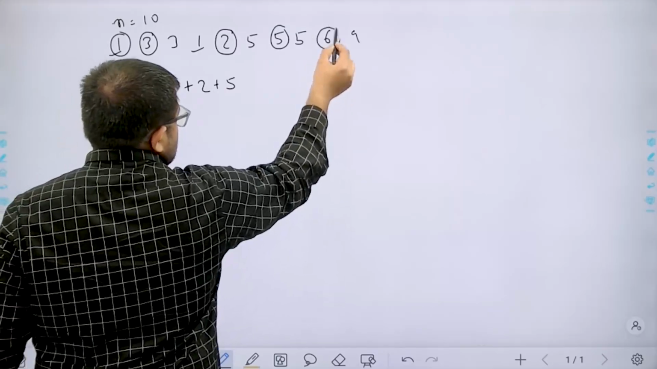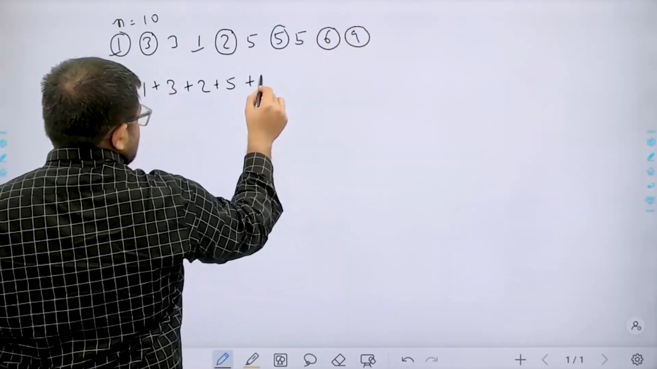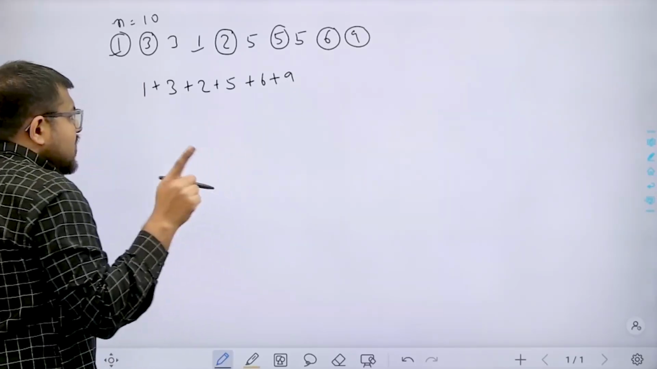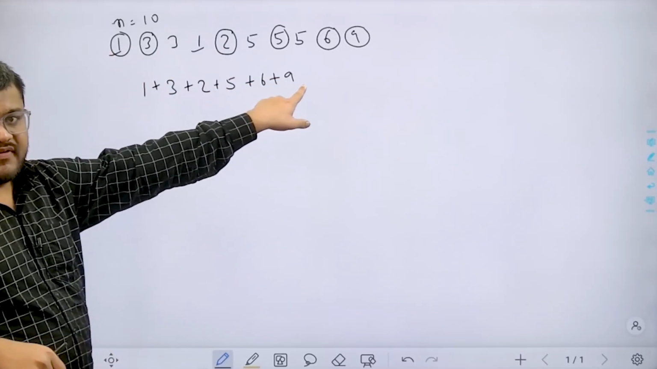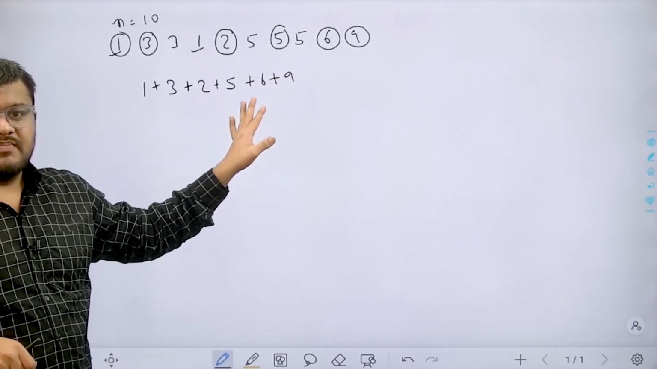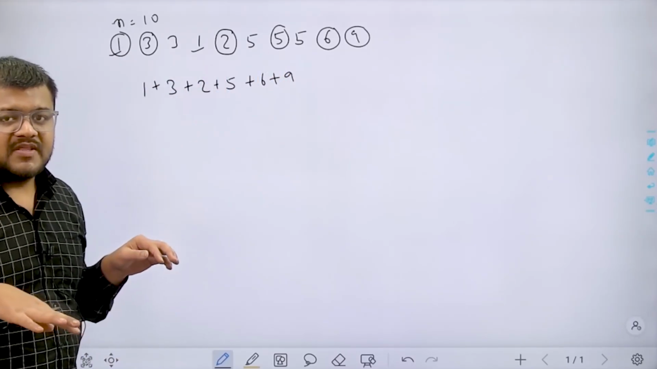Then 6 and 9 are occurring only once, so Geek will take them also. So Geek has to try at least one candy of all different types. So we have included all different types, right? So this is the bare minimum, and he wants to minimize the expenditure.